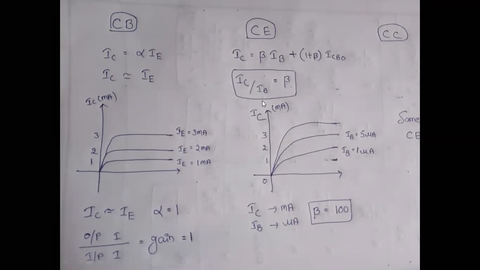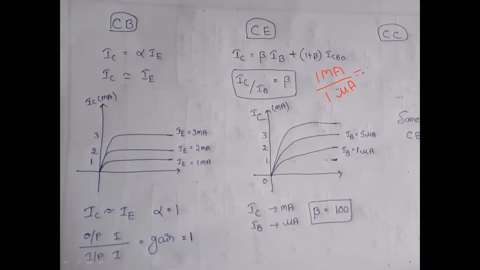What are the units for IC? IC is in milliamperes. What are the units of IB? I clearly mentioned that the base is lightly doped. So that's why IB is in the range of microamperes or nanoamperes. Milliamperes divided by microamperes, I'll give one example. Suppose I am assuming IC equal to 1 milliampere, IB equal to 1 microampere. Please convert microampere to milliampere. You will get 10 power minus 3.